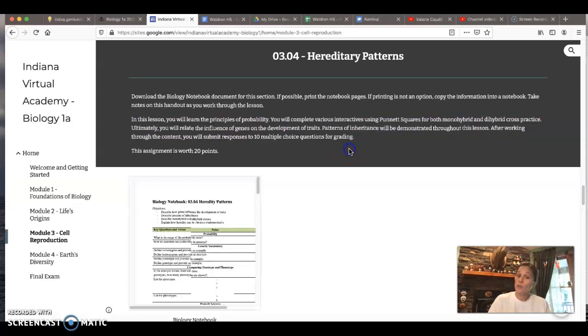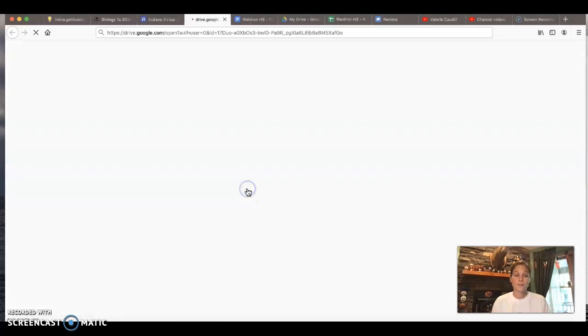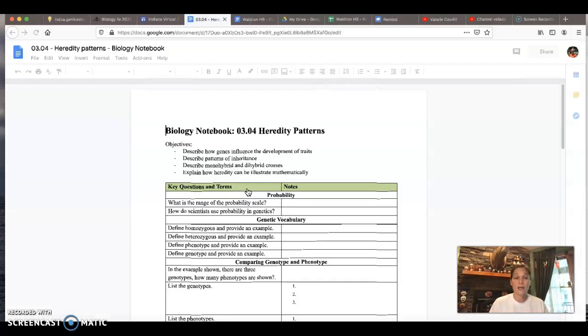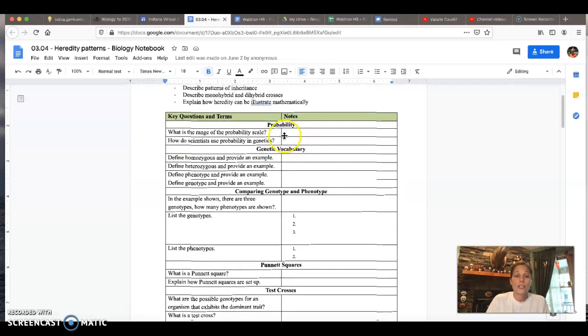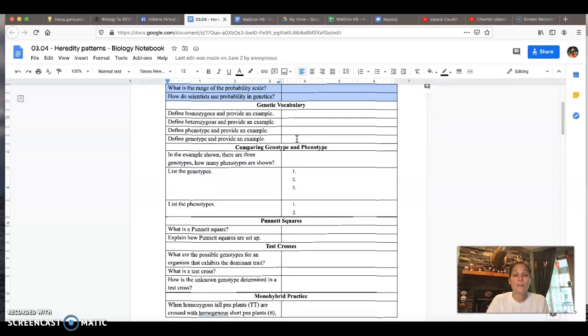So you got a multiple choice assignment on this one. The multiple choice assignment is worth 20 points. Okay, let's open up the notes handout and let's look to see what we're going to learn in this lesson. Okay, so we're going to start learning about probability. So we are going to involve a little bit of math in this lesson. Nothing too crazy though, but that's what probability is, the chance that something will happen.